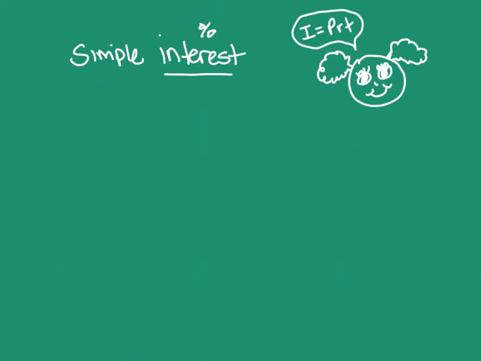I per T. And that means these are just your different variables, the pieces of information you're going to get. I stands for the interest, the fee associated with borrowing money or lending money, the fee that you get back for it. P stands for principal. That's the initial amount of money that was lent or borrowed. R is the rate, the percentage rate that you're charging on the principal amount. And T is time, usually in years.